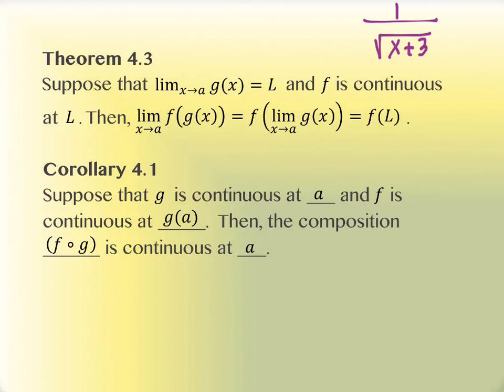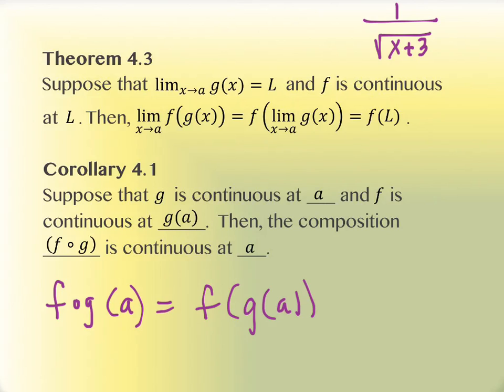Then the composition f composed g is continuous at a. And just to remind you of this notation, f composed g is f of g of a. The way you did this back in an algebra course is you said, I'm trying to find f composed g, so I'll find what g of a is first, and I'll get a value for it, and then I'll plug that into the f function.